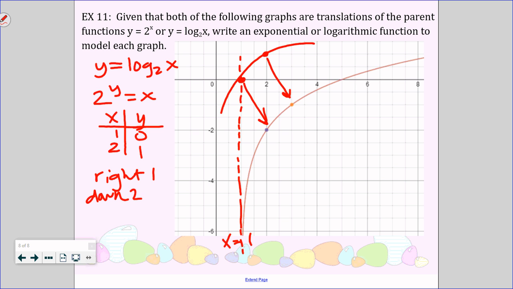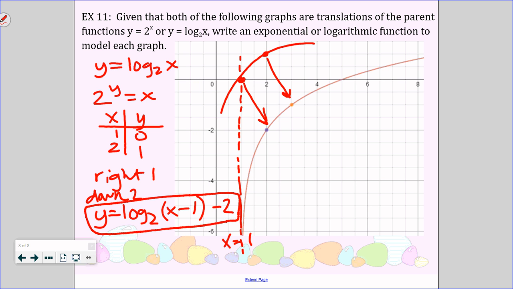So our function, the right 1 is going to go on the inside of the log. So y equals log base 2 of, and remember this is x minus h, so it will become x minus 1, because we're going to the right 1. And then down 2, that's going to be on the outside of the log, which means outside of the parentheses, minus 2. And that is our function that goes with that graph.